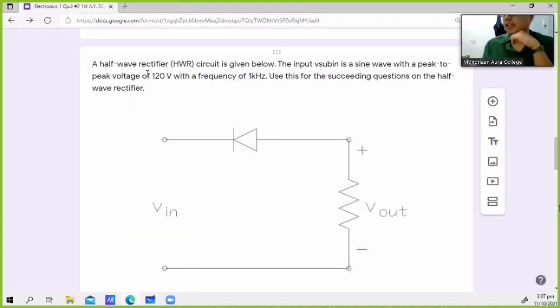No? So, kunin muna natin given. Half-wave rectifier circuit is given below. The input V sub in is a sine wave. So, may sine wave na input tayo. Peak to peak niya ay 120 volts. Ibig sabihin, ang peak voltage niya ay 60 volts. So 60 volts sa positive half cycle, 60 volts din sa negative half cycle. Frequency niya is 1 kilohertz. So use this for the succeeding questions on the half-wave rectifier.